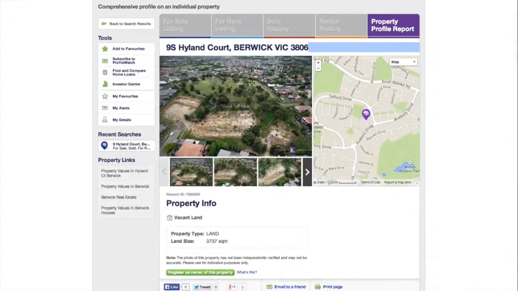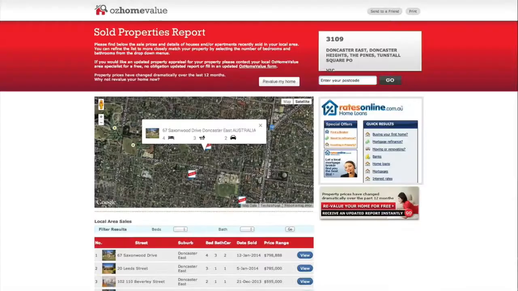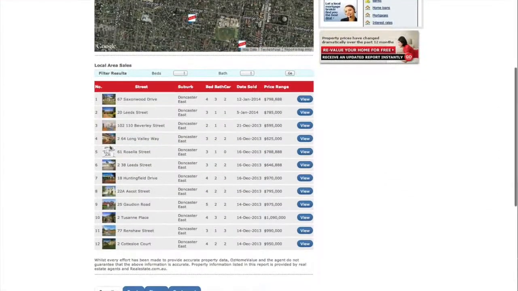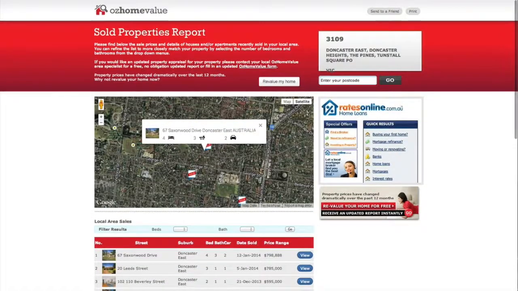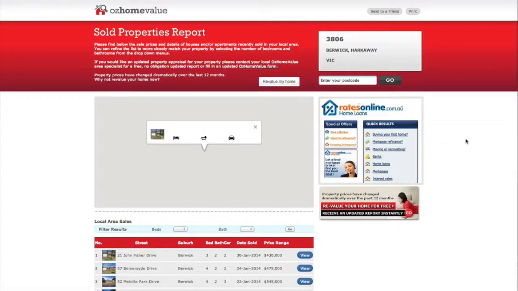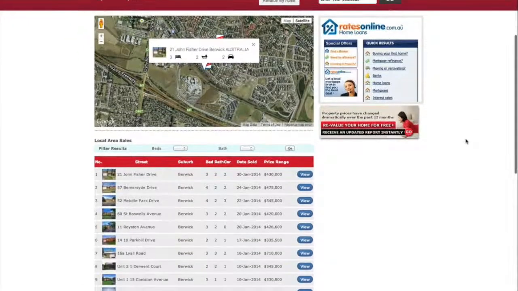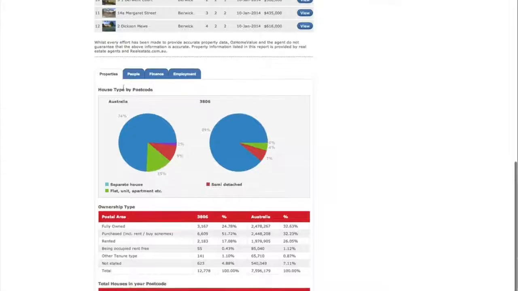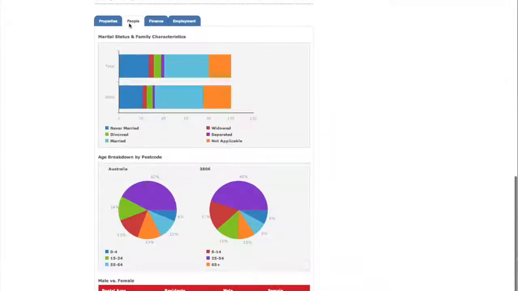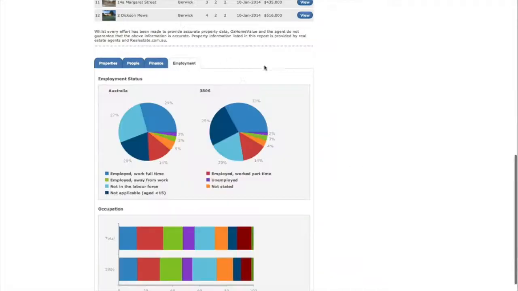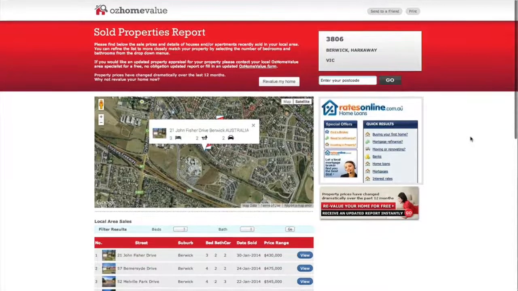The last site that I look at gives me a further idea about what has sold in a suburb. It's called ozhomevalue.com.au. You can put in a postcode here, 3806. This is Barrack again, and it gives me a good idea of what's happening in Barrack. They've got their suburb profile again. Almost everyone's got access to a suburb profile. You can look at it, and that's the end of this lesson.